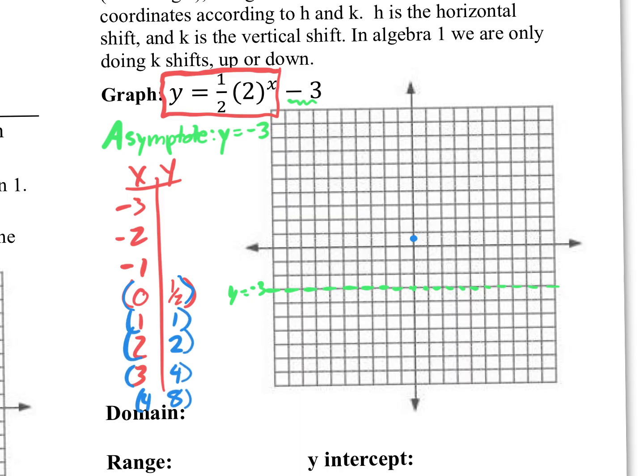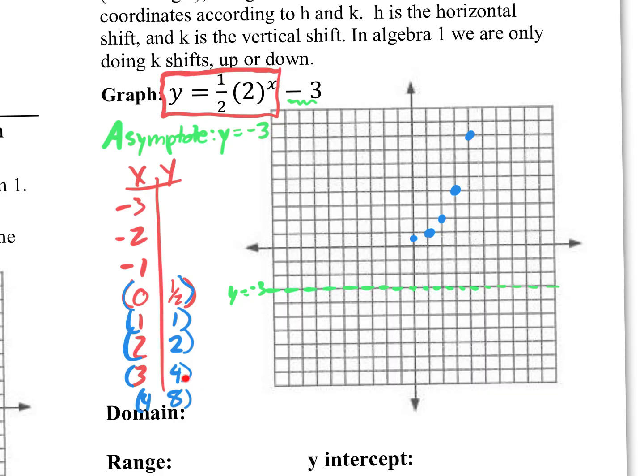Well, let's plot those. (1, 1) is right here. (2, 2) is right there. (3, 4) is right there. And (4, 8) is up here. So there's our graph so far. And this way it's multiplying by 2 because the growth factor is 2. Then going backwards, it's dividing by 2, or also multiplying by half.